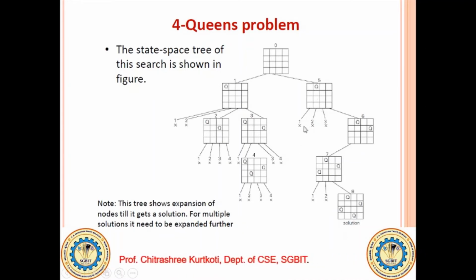Next we have to check for queen 2's place. Here we cannot place it in the second row first column, because it will be diagonal. Second row second column, it will be the same column. Then second row third column, it will become diagonal. Then second row fourth column, yes, we can place the second queen in this place. That is shown here.